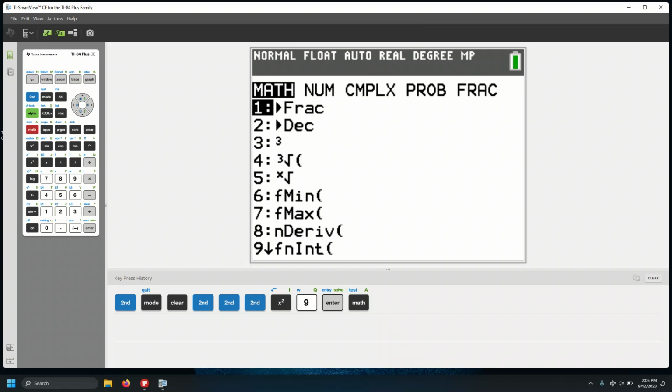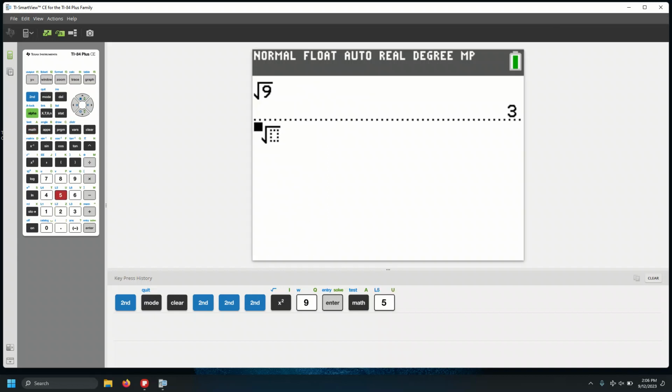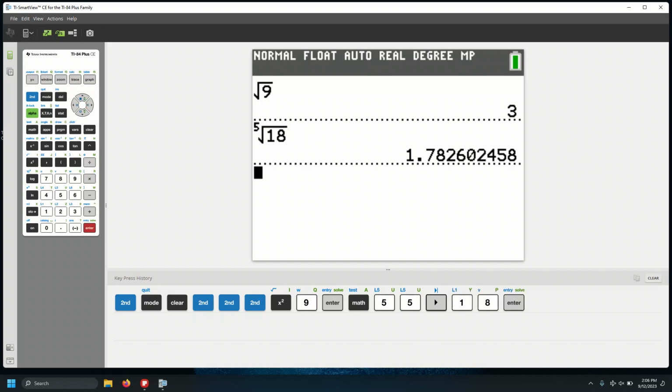Here we have a dedicated function to compute the cube root, but if you want other roots, you need to use this symbol here. So let's enter number 5, and that's going to give us a couple of blanks in here. In this case we want the fifth root of the number 18, which is the number in the radicand. And that's going to give us a decimal number of 1.7862.